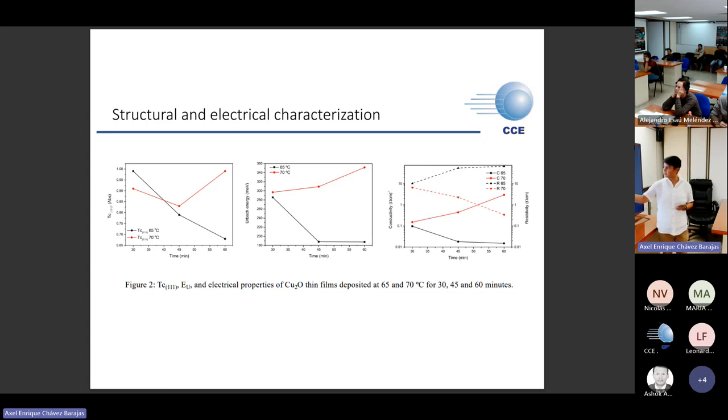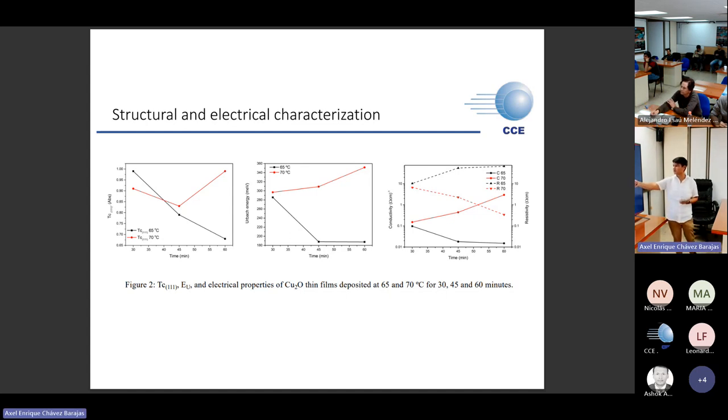So the disorder is increased when we increase the deposition time at 70 degrees, but decreases at 75. So that's what I think, that the radiation after the first 30 minutes tends to promote the disorder. So it enhances the conductivity, because metal oxides need to have defects to promote electrical conductivity. If we have, for example, in this case, copper oxide, two parts of copper and one part of oxygen, we will get an insulator, no? So the presence of defects is necessary.